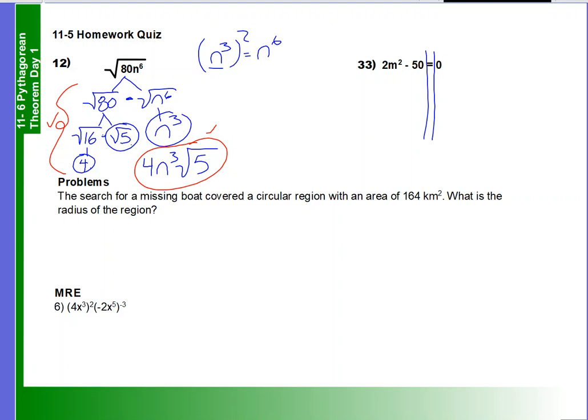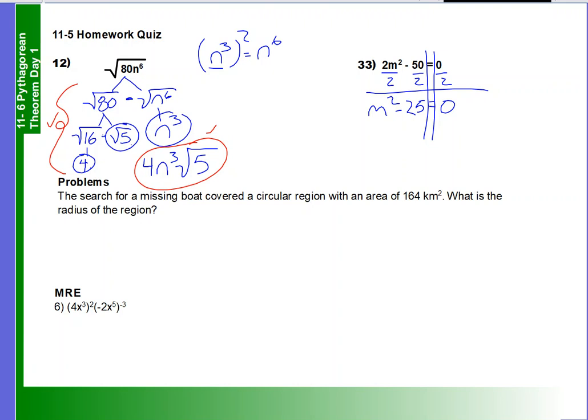Now, the first thing I notice is 2m squared and negative 50 both share a factor of 2. So I'm just going to divide everything by 2. And this is not factoring out a 2, so the 2 doesn't end up on the outside of the parentheses, because I have an equation. And in an equation, I can add, subtract, divide, and multiply anything I want to one side as long as I do the exact same thing on the other. So I can divide everything by 2. When I divide everything by 2, I end up with m squared minus 25 is equal to 0, because 0 divided by 2 is 0.